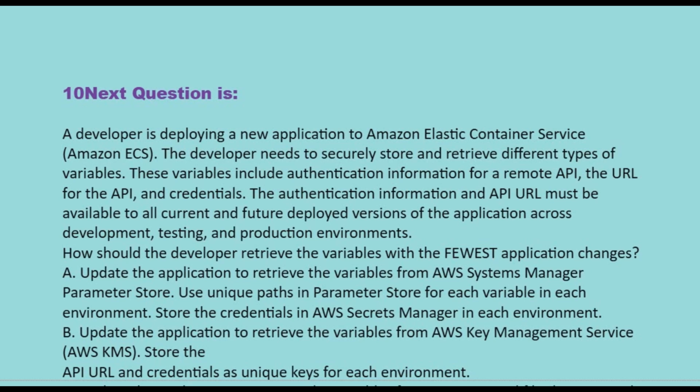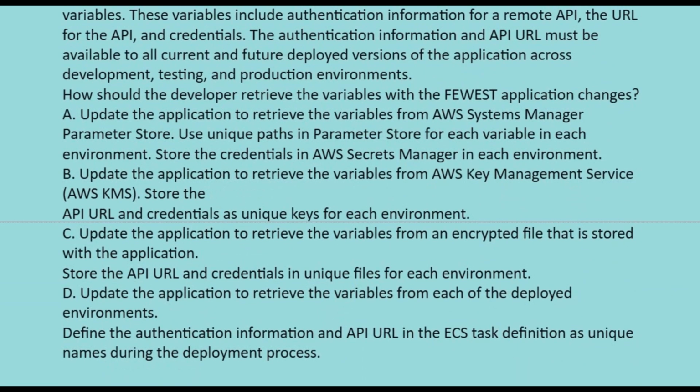Option A. Update the application to retrieve the variables from AWS Systems Manager Parameter Store. Use unique paths in Parameter Store for each variable in each environment. Store the credentials in AWS Secrets Manager in each environment. Option B. Update the application to retrieve the variables from AWS Key Management Service, AWS KMS. Store the API URL and credentials as unique keys for each environment.